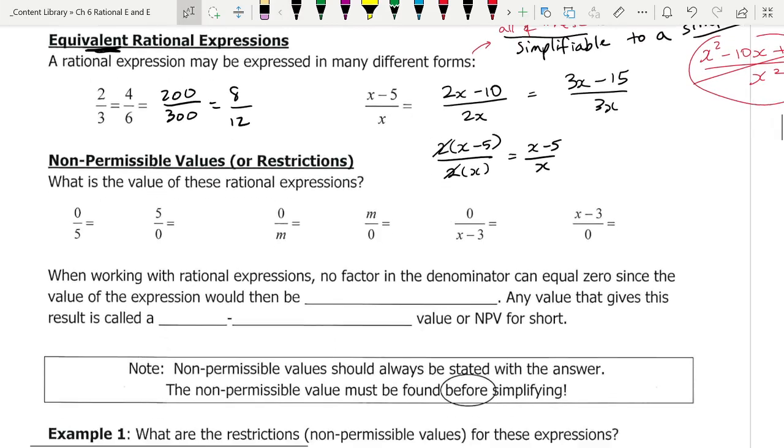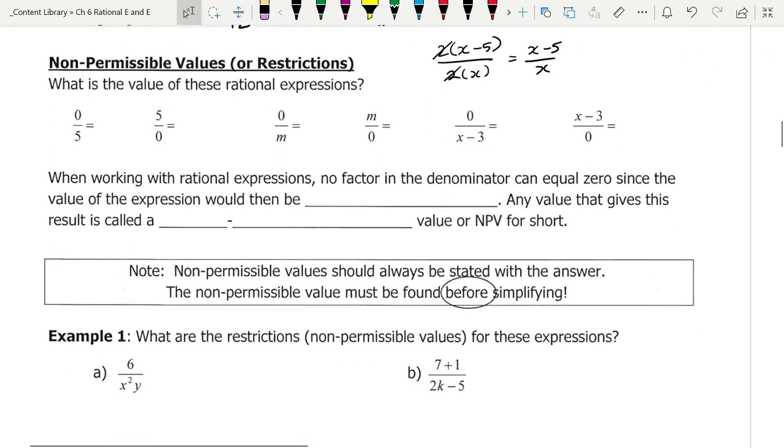The next kind of concept we need to talk about is restrictions, also known as non-permissible values. I'll usually call these NPVs, non-permissible values. And okay, what's 0 divided by 5? Well, last time I checked, that's 0. What's 5 divided by 0? Aha, there is no such number. It's called undefined.